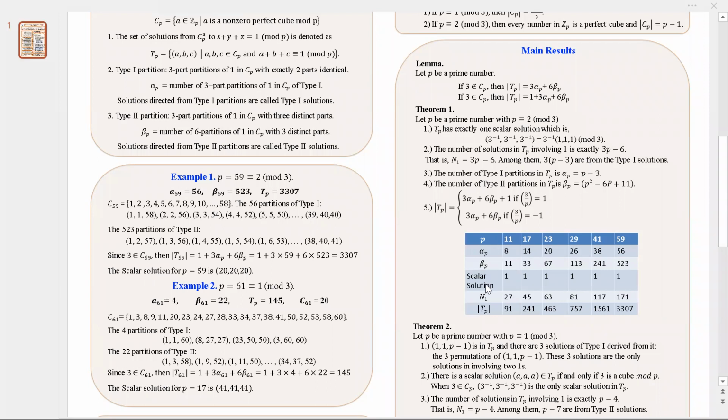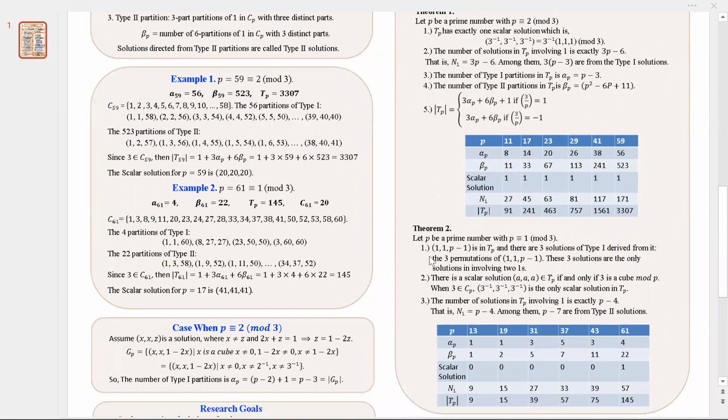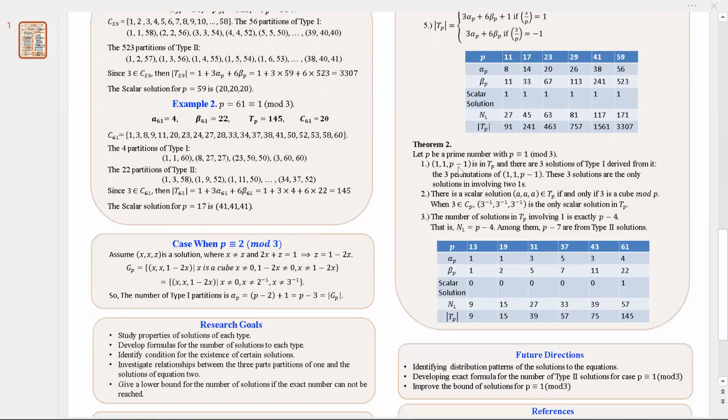For beta P and the scalar solution, there were also equations developed, but they were more complex, as well as for TP, the total solutions. Now in theorem 2, I focused on the case of P congruent to 1 mod 3, which is distinct from the other case, P congruent to 2 mod 3. Essentially, for theorem 2, I focused more on solutions that involve the value 1, that being highlighted in part 3 of n1 equal to P minus 4.